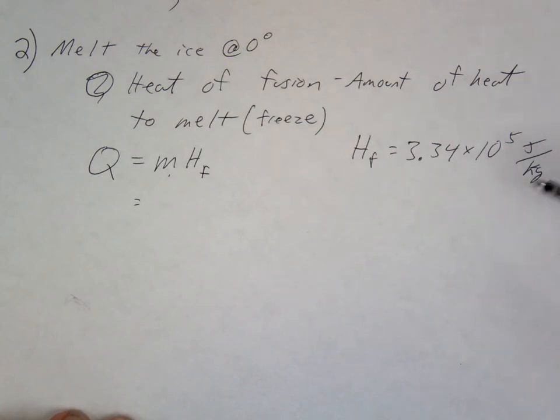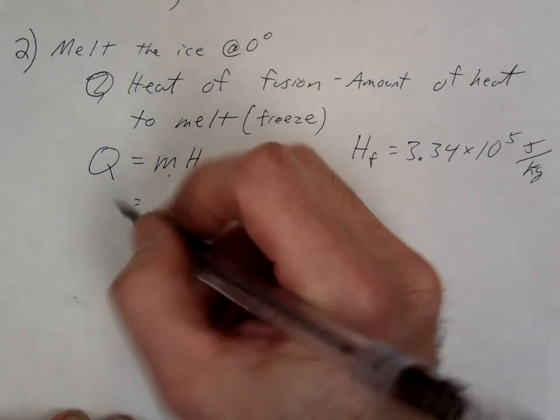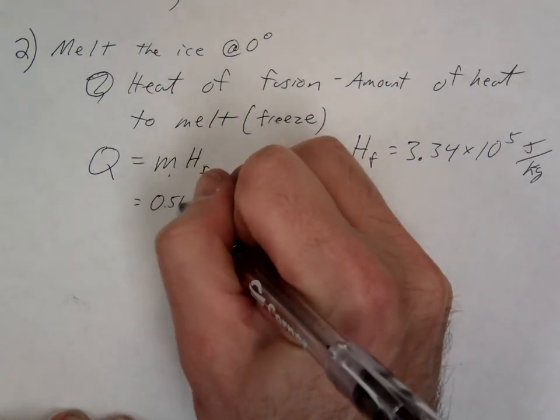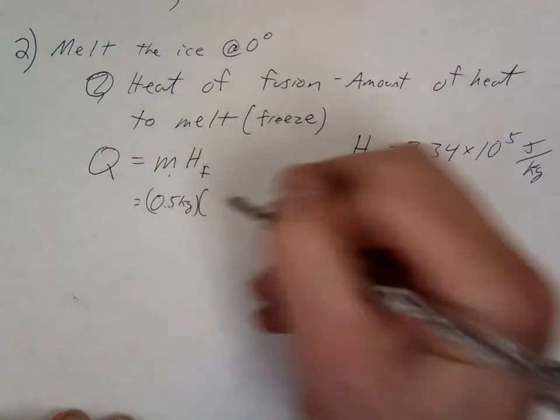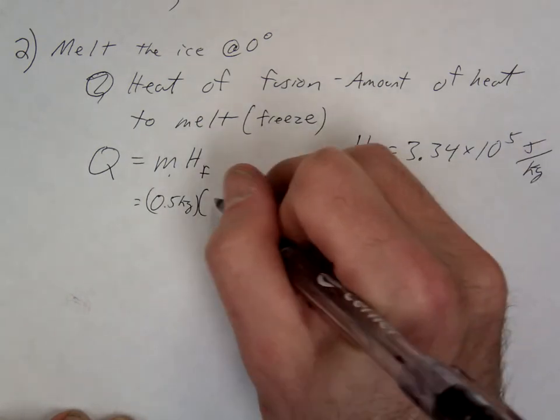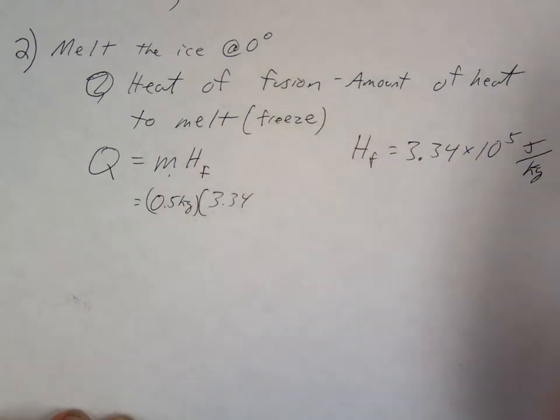Alright, so let's see how much heat it takes to melt this 500 grams of ice. So our mass was 0.5. Our H was 334.